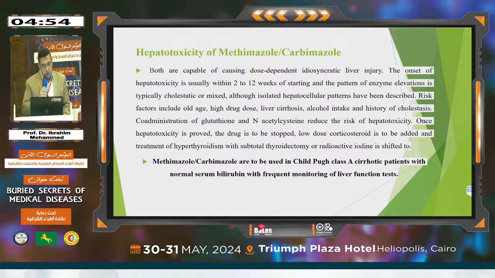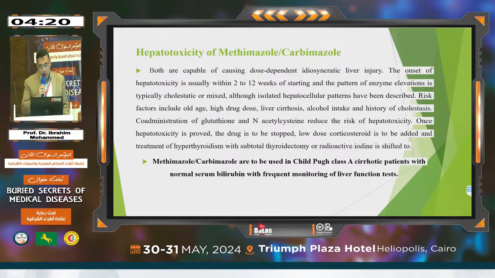Hepatotoxicity of methimazole/carbimazole: both are capable of causing dose-dependent idiosyncratic liver injury. The onset of hepatotoxicity is usually within 2 weeks to 12 weeks of starting the medication, and the pattern of enzyme elevation is typically cholestatic or mixed, although isolated hepatocellular patterns have been described. Risk factors include old age of the patient, high drug dose, liver cirrhosis, alcohol intake, and history of cholestasis.